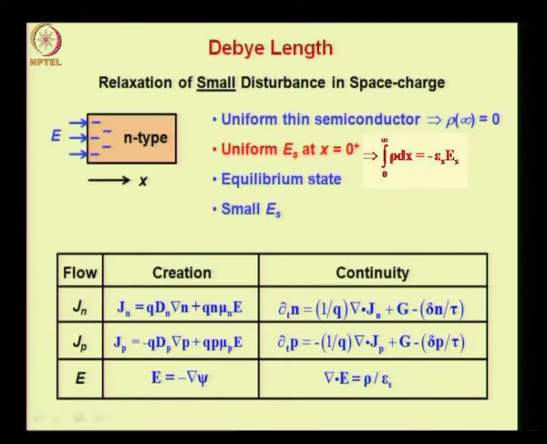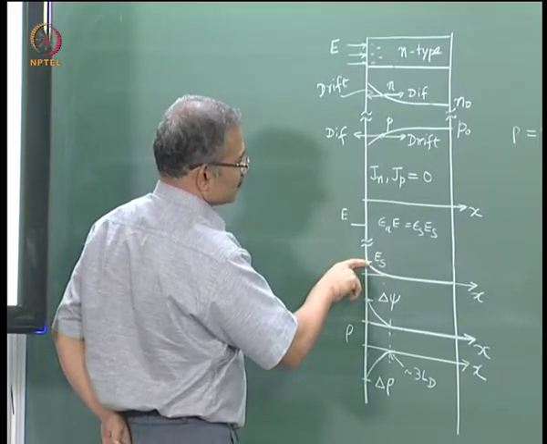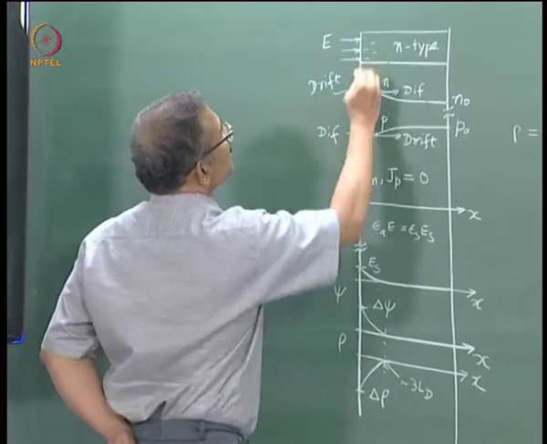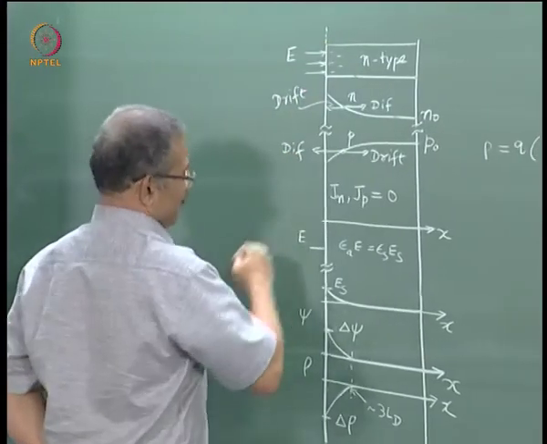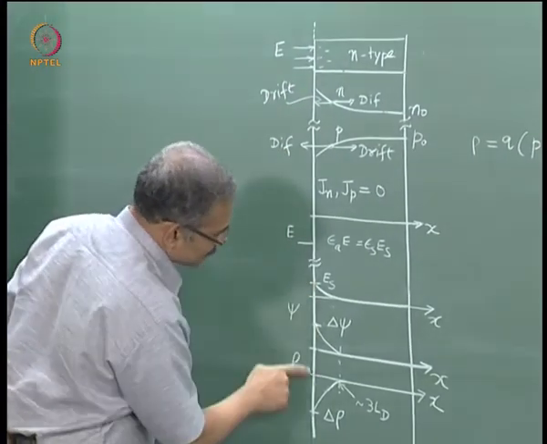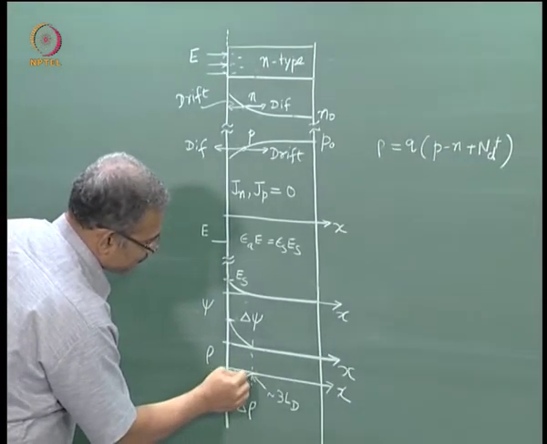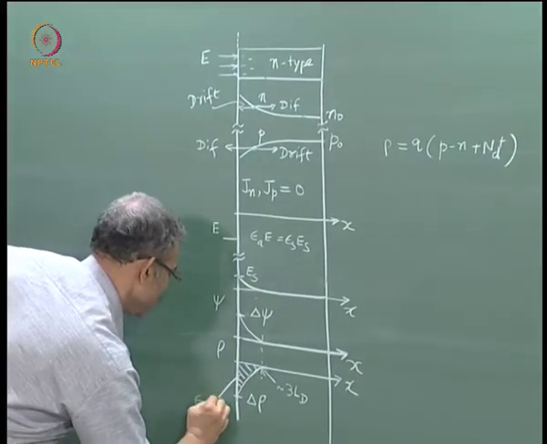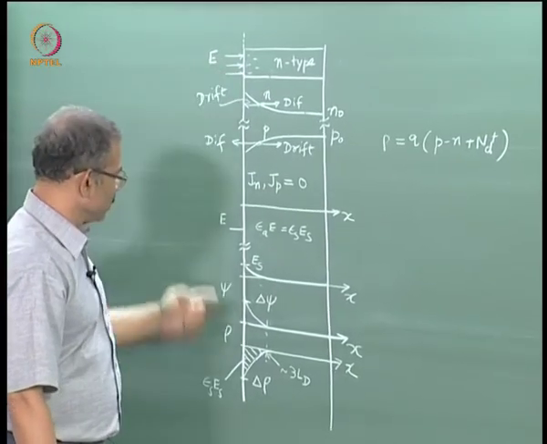So what we are saying here is, if the field inside here is Es, so x is equal to 0 plus is the right hand side of this vertical line, then this Es is related to this space charge picture as follows. This area is epsilon s Es. That is how the applied field controls the space charge.